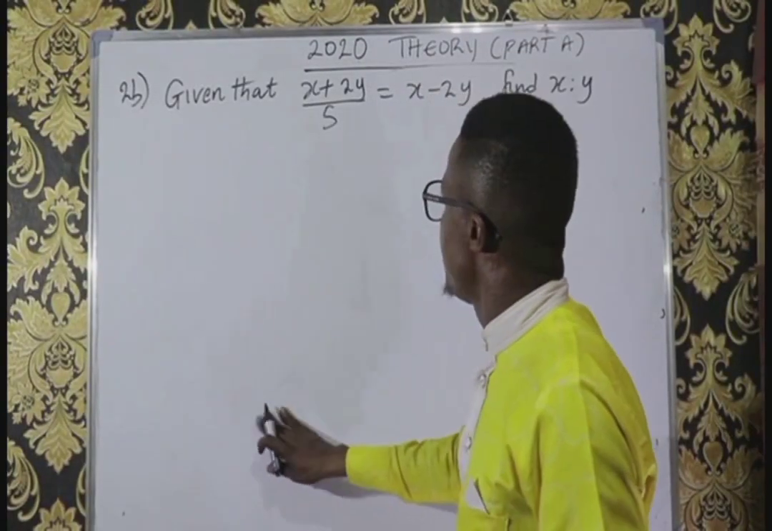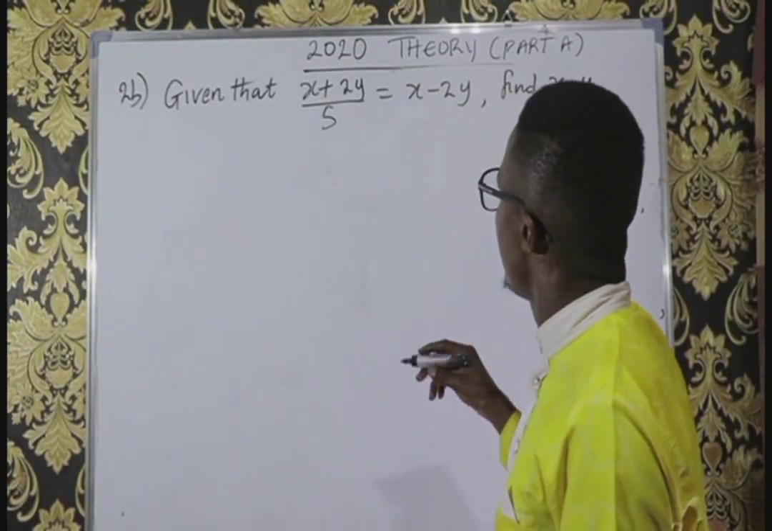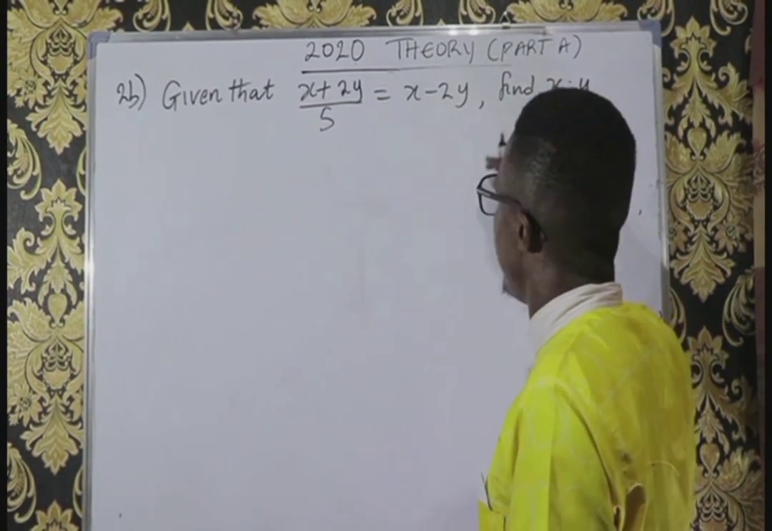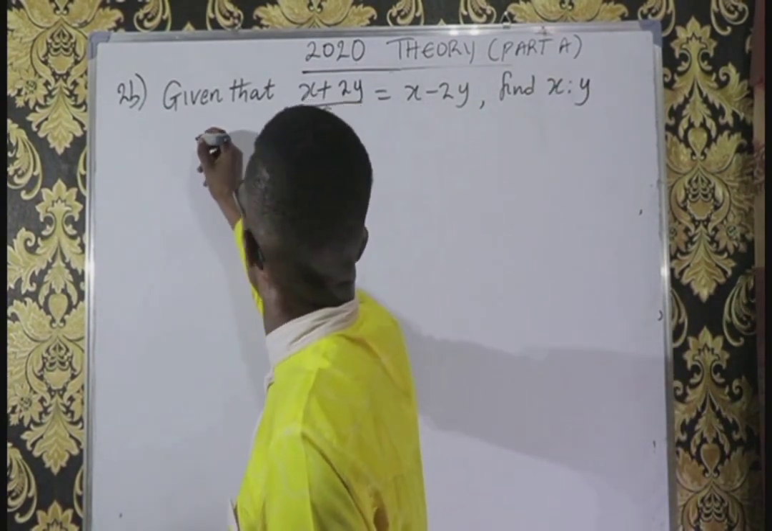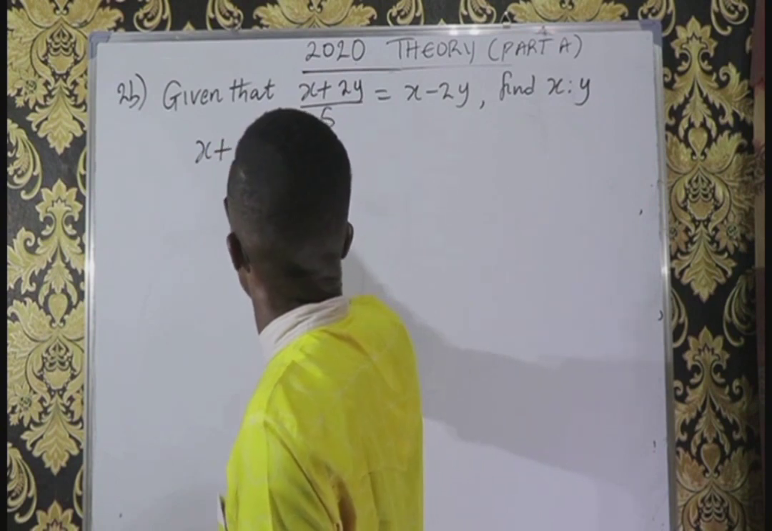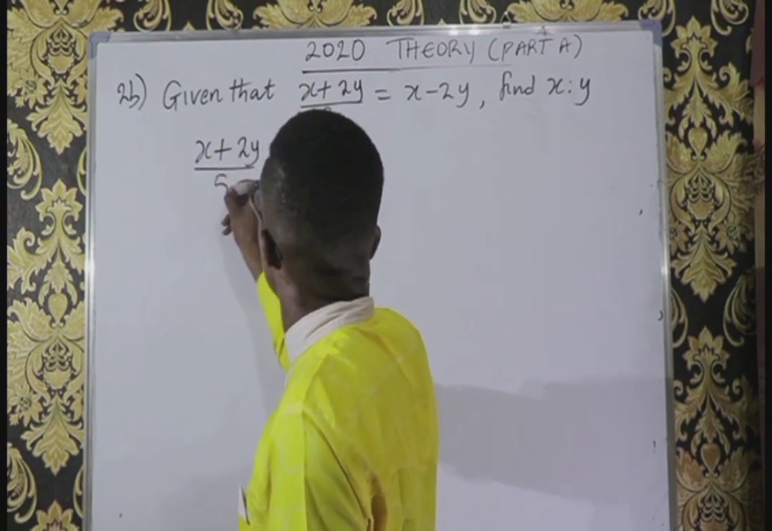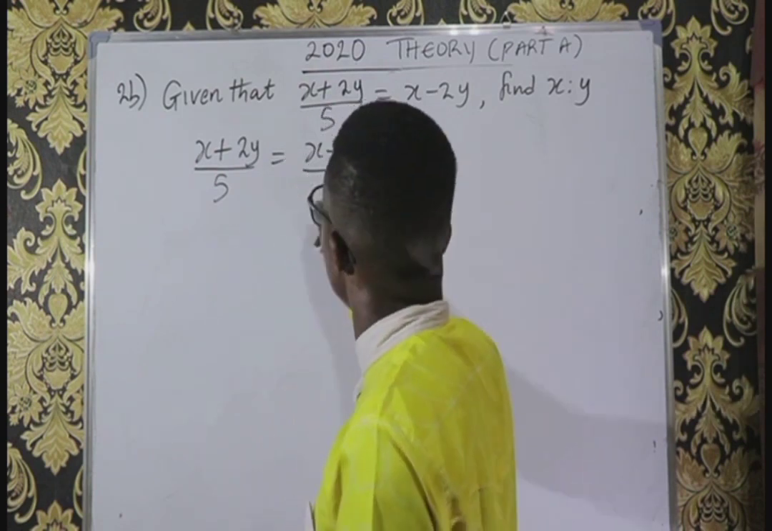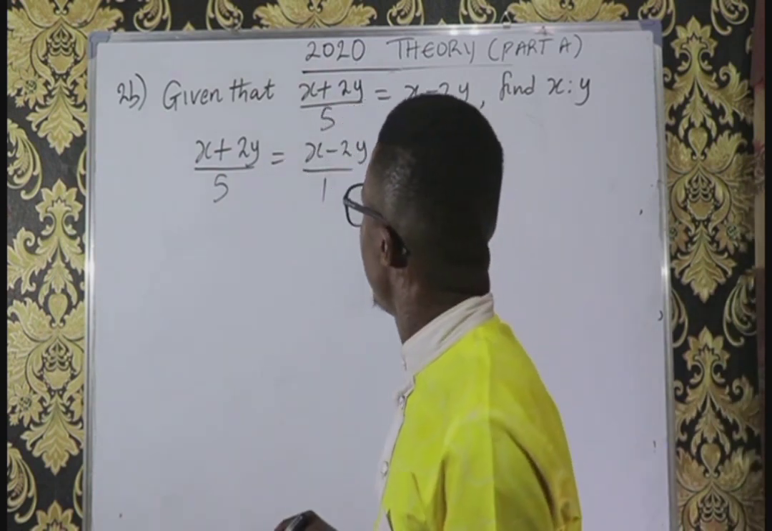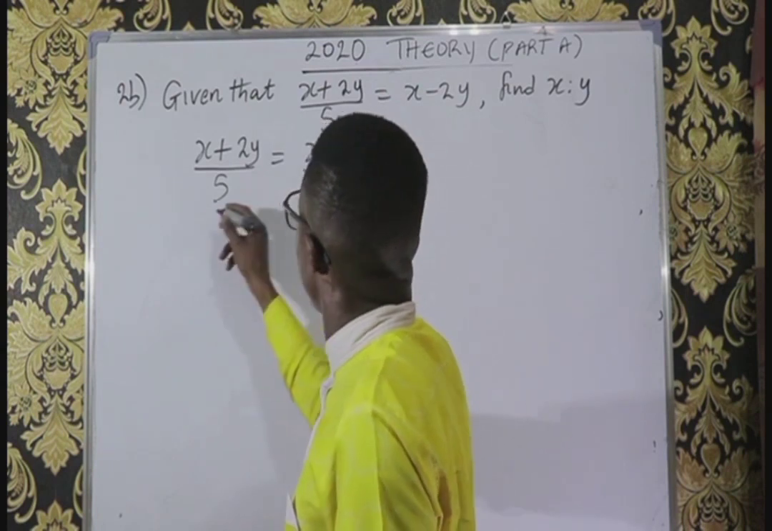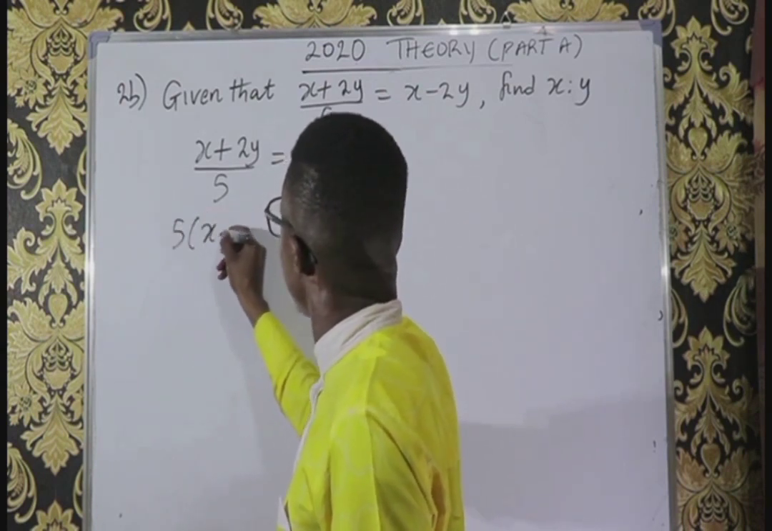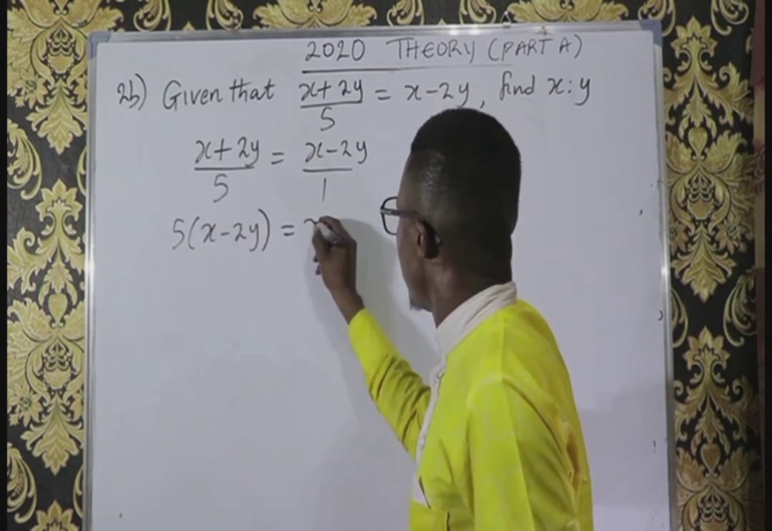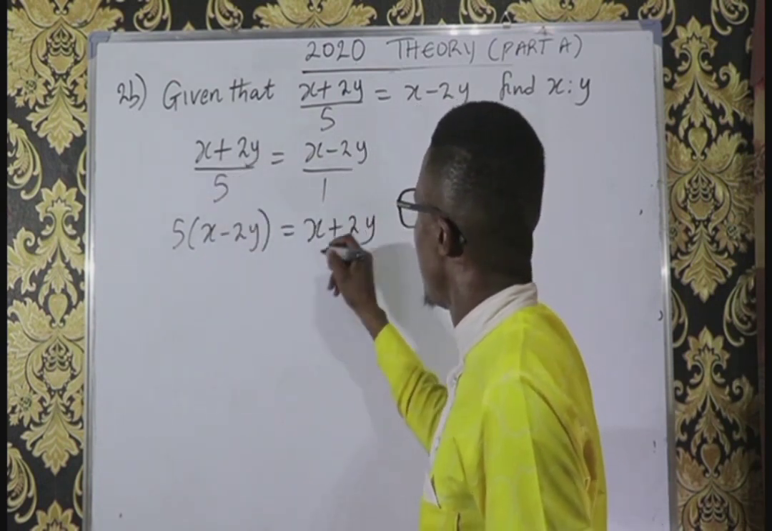Okay, so the number 2b says, given that (x + 2y)/5 = x - 2y, find x is to y. So we have x plus 2y all over 5 is equal to x minus 2y. We can say over 1. Cross multiply. This is times 5. So we'll have 5 into (x - 2y) equals (x + 2y) times 1, which is x + 2y.